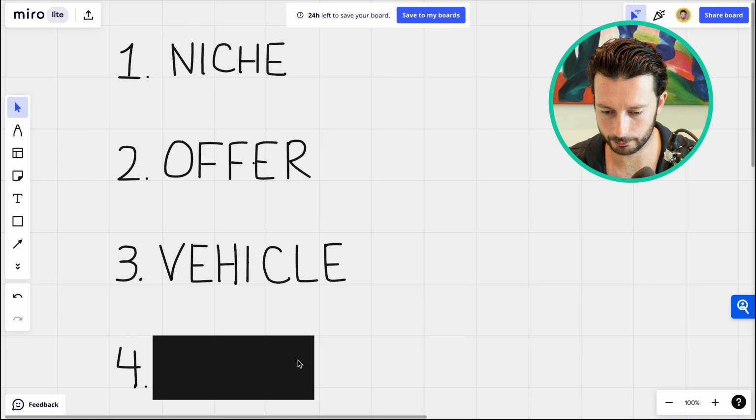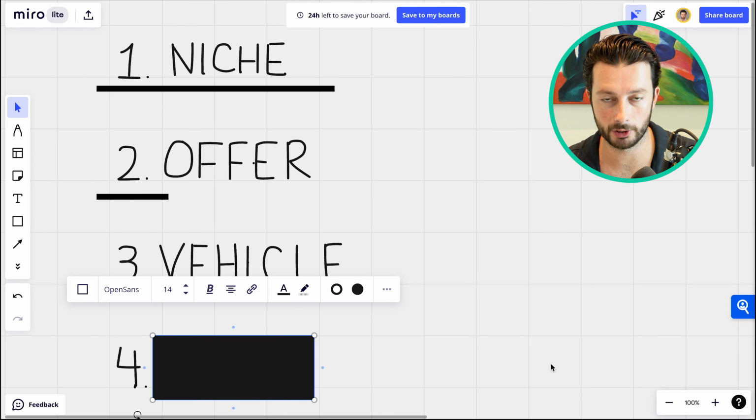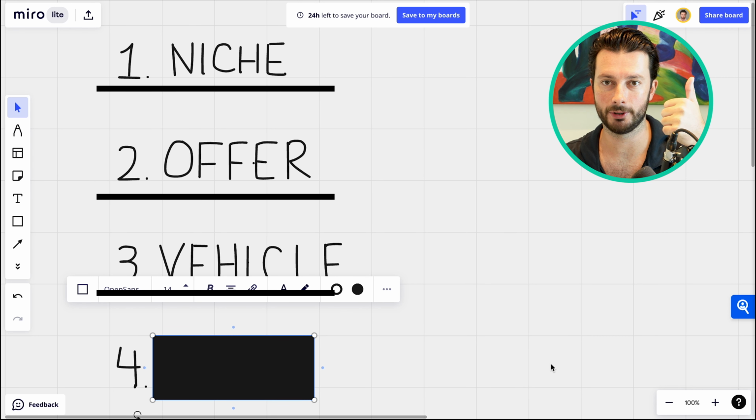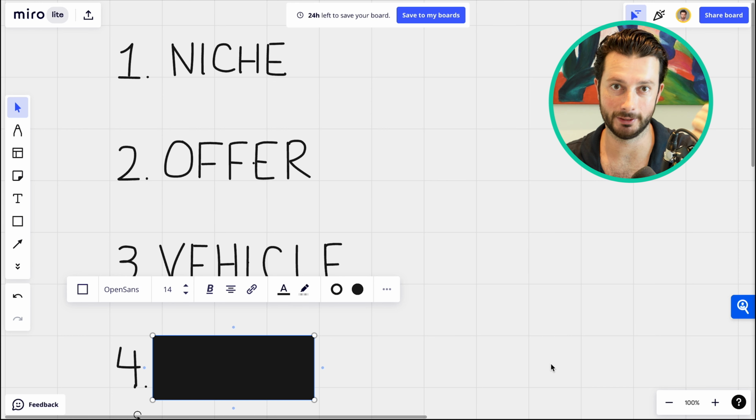Step number 4, drum roll please, the last step. So we've got our niche, we've got our offer, we've got our vehicle. So we know who we're sending something to. We know what the offer is. We know what vehicle, how we're actually going to be sending it. Are we going to be doing it through LinkedIn? Are we going to do it through email? Are we going to do it through cold calls? Are we going to do it through DMs?